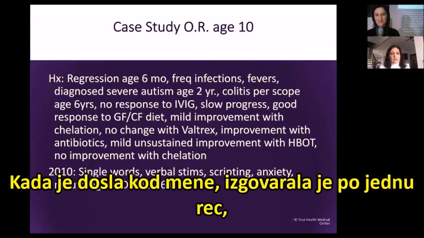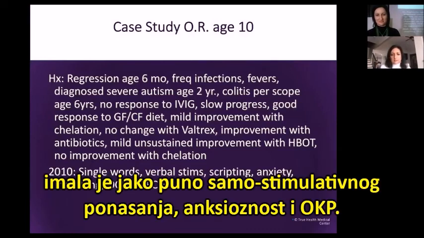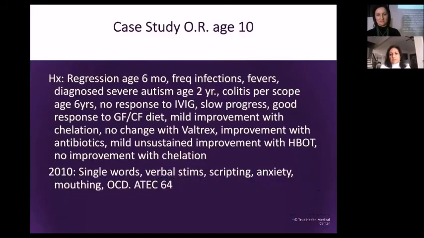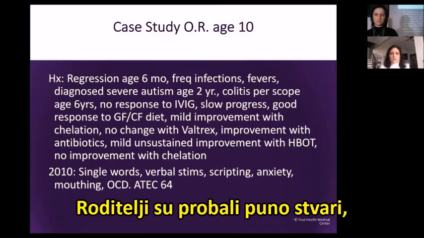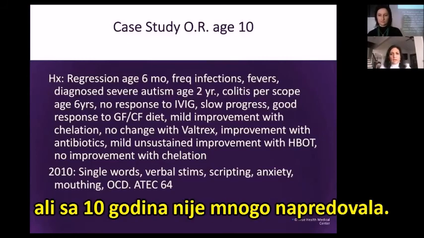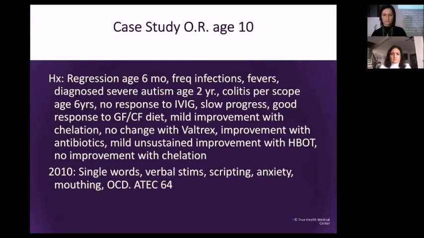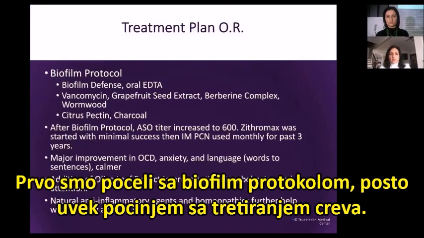When I saw her, she had single words, a lot of verbal stimming, scripting and anxiety, and a lot of mouthing and OCD. Her ATEC was around 64. The parents had tried a lot of things, and still at the age of 10, she wasn't doing so great. So I started her on a biofilm protocol.